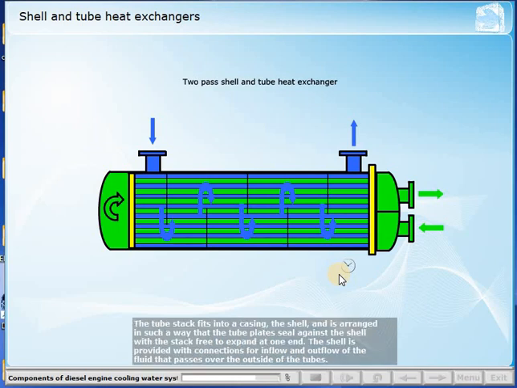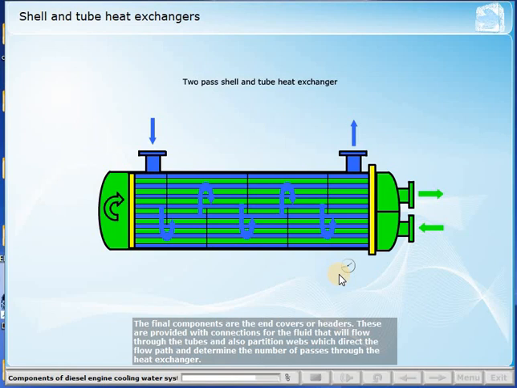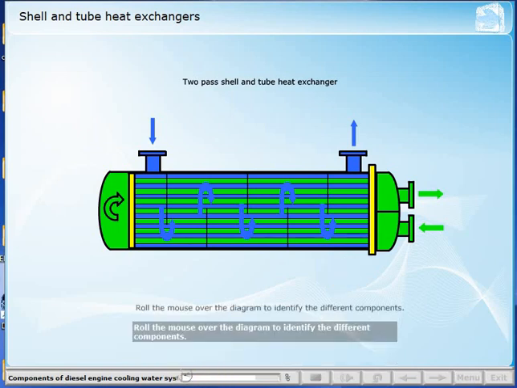The tube stack fits into a casing, the shell, and is arranged in such a way that the tube plates seal against the shell with the stack free to expand at one end. The shell is provided with connections for inflow and outflow of the fluid that passes over the outside of the tubes. The final components are the end covers or headers. These are provided with connections for the fluid that will flow through the tubes and also partition webs which direct the flow path and determine the number of passes through the heat exchanger. Roll the mouse over the diagram to identify the different components.